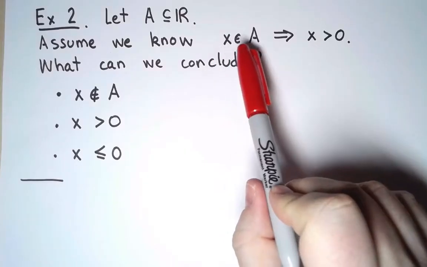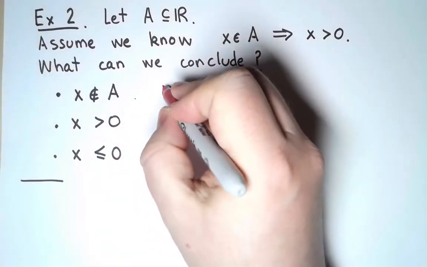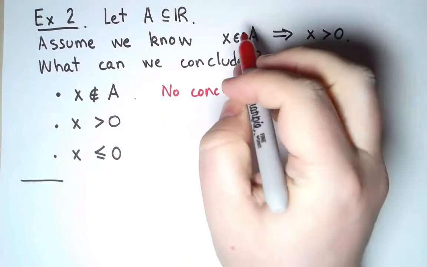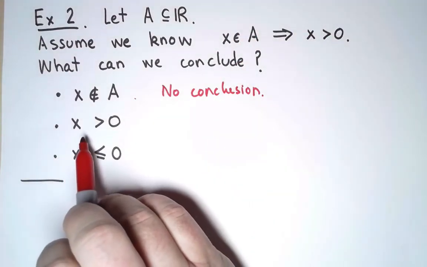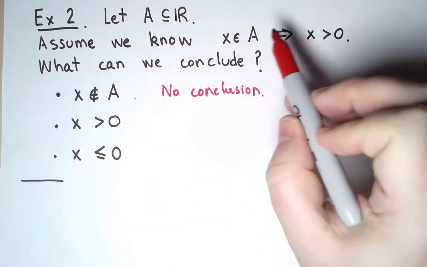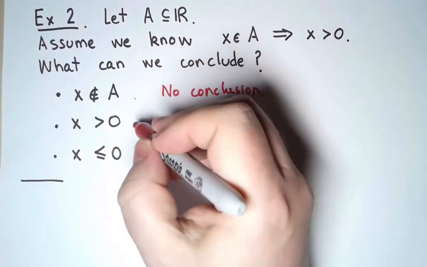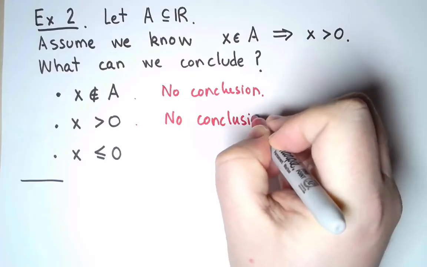So we know that if x is in A, then x must be positive. If x is not in A, can I conclude something about x? Not at all. It's exactly what we said before. The if part is false, so I know nothing else. What about if x is positive? Can I conclude something about x? Not really. Perhaps x is positive because x is in A, but perhaps x is not in A, and then x is still allowed to be positive. So in the second case, also, we have no conclusion.